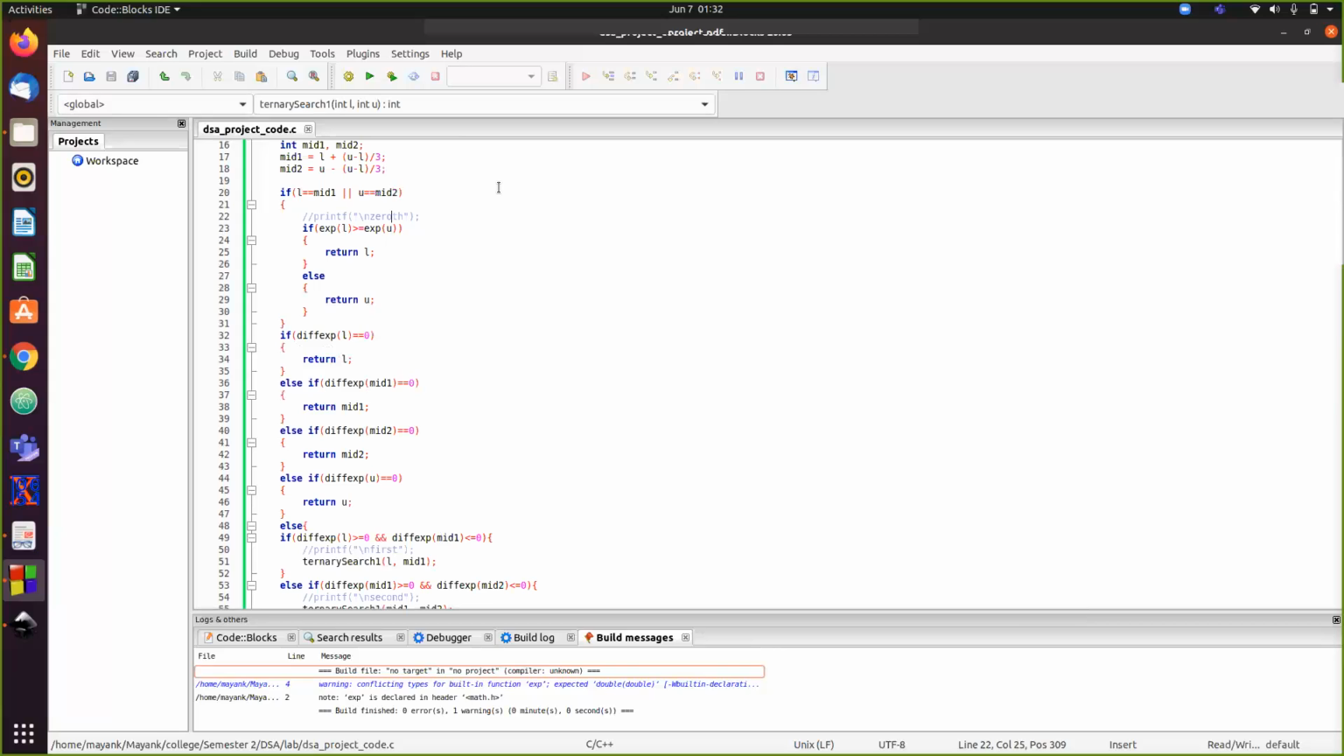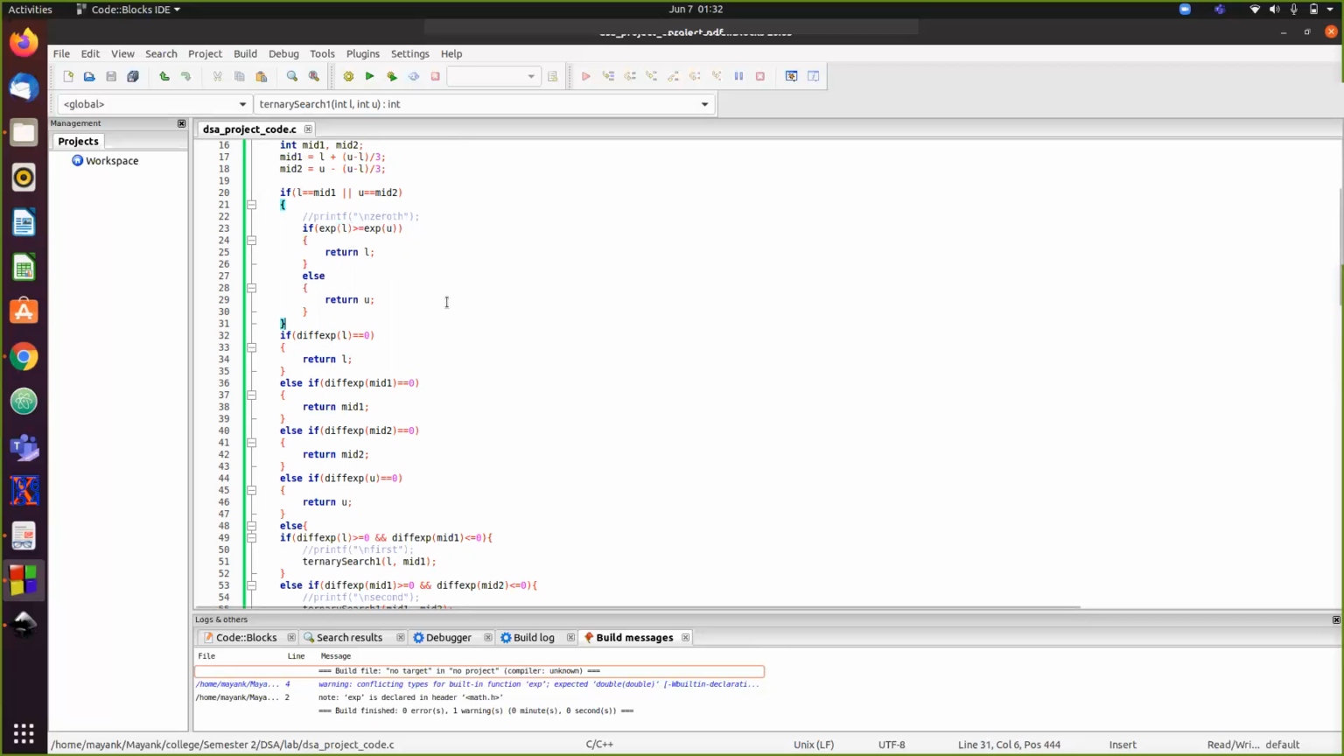then we are going to check whether the value of the expression at L is greater than or equal to the value of the expression at the upper limit or not. In this case, we are going to return L because we are going to find the maxima, and the maxima is where the value of the expression is the greatest in the given domain. Otherwise, we are going to return the upper limit.